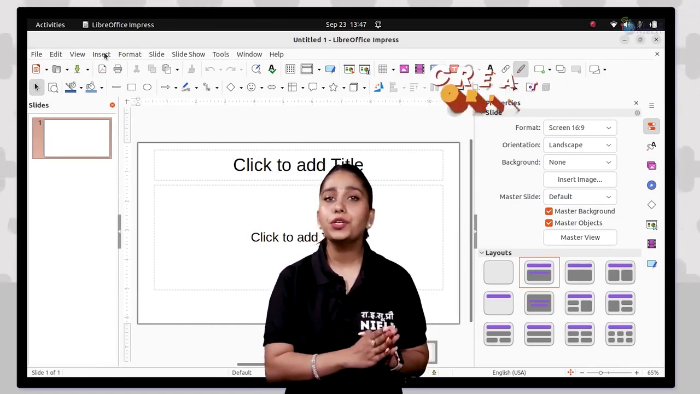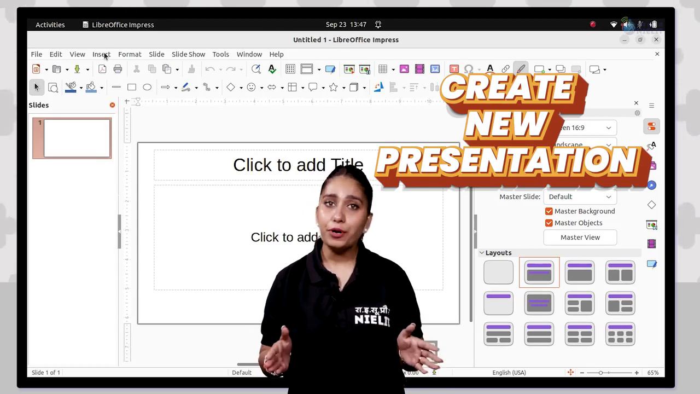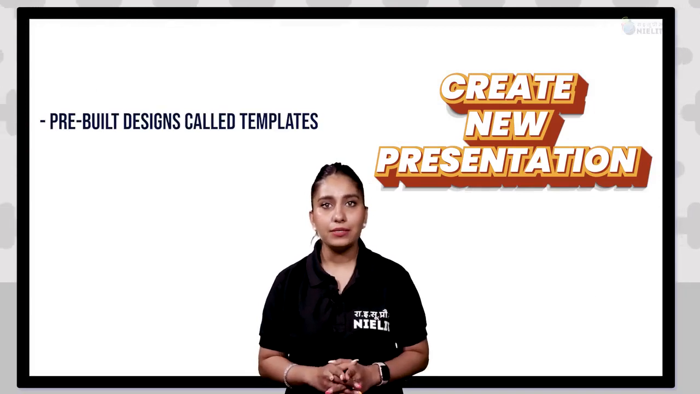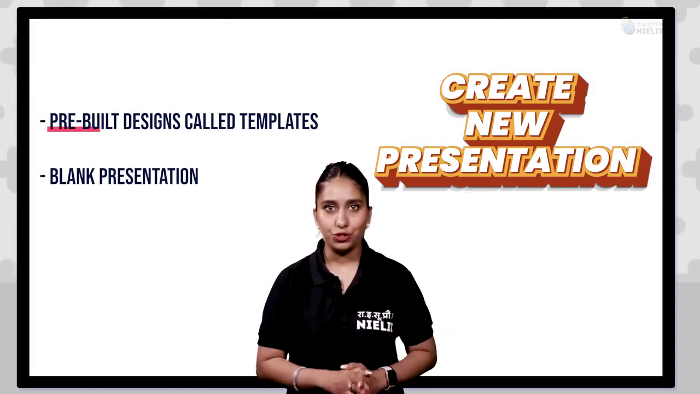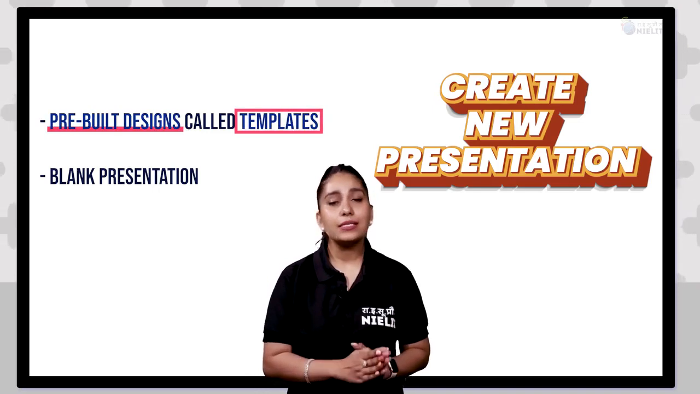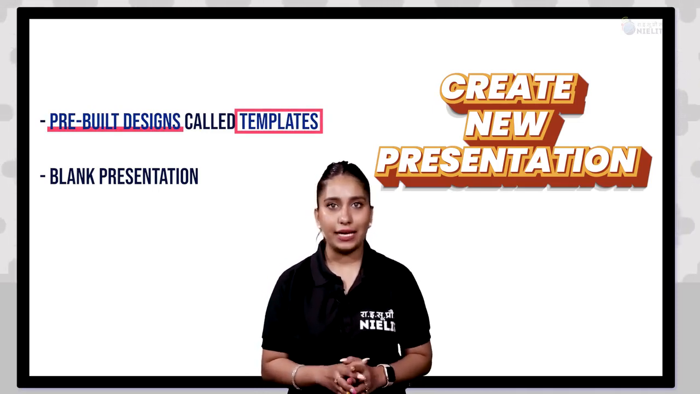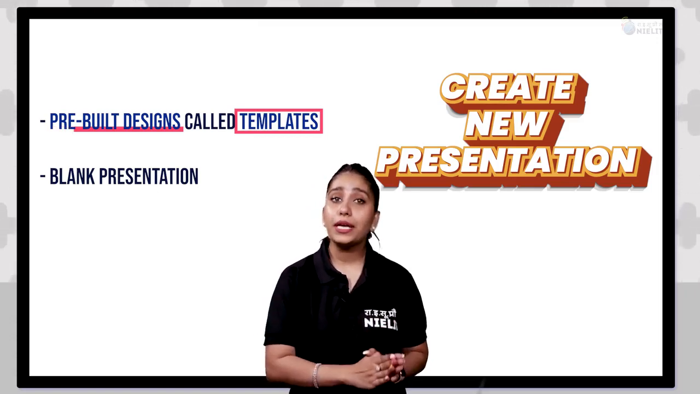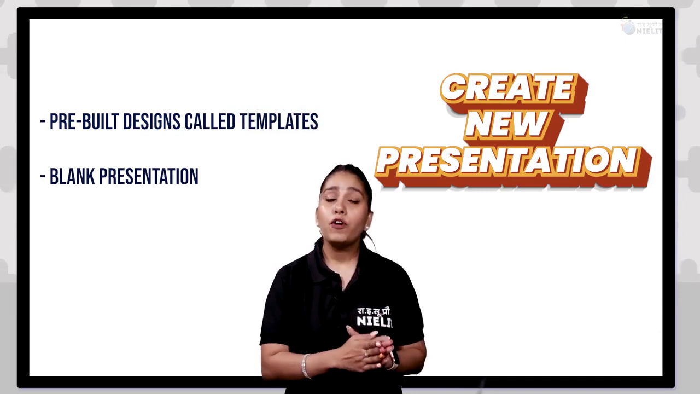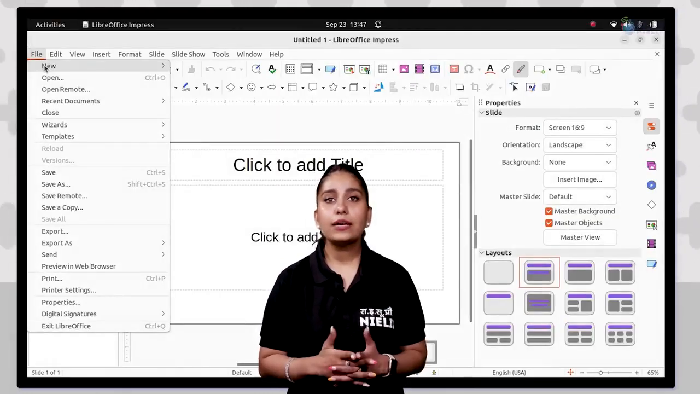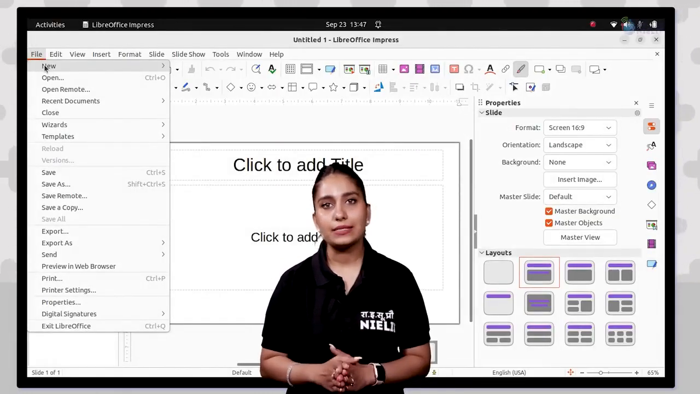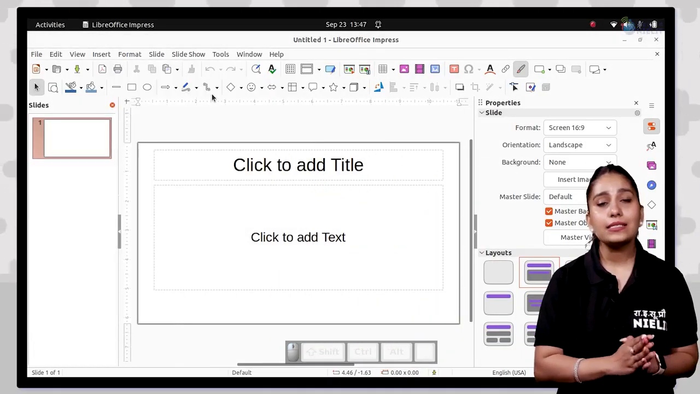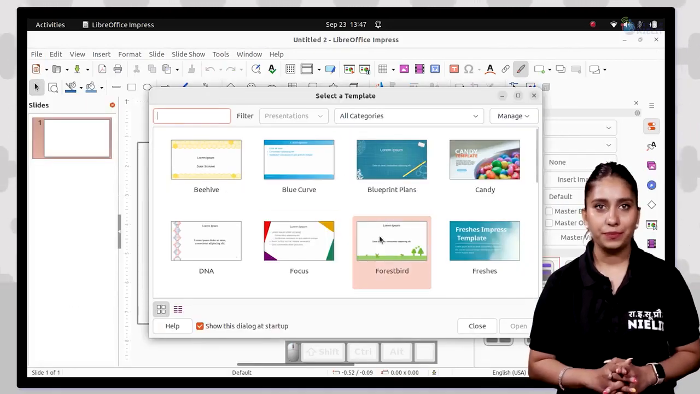Now, how do we create a new presentation? In Impress, we can create presentations either by using some pre-built templates, or we can start with a blank presentation. In Impress, a template is called a design of a presentation slide. You can select any template that suits your needs. To create a presentation based on a template, follow these steps. Click on the File tab from the drop-down list. Then select New and Presentation. Then a Select a Template dialog box will appear.